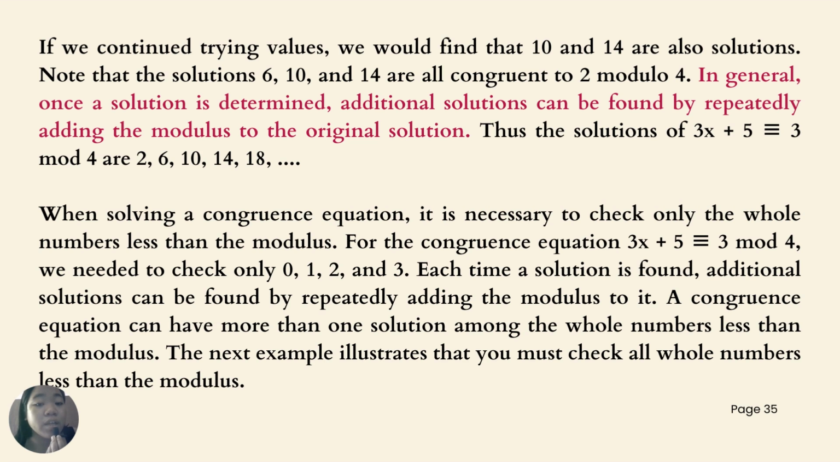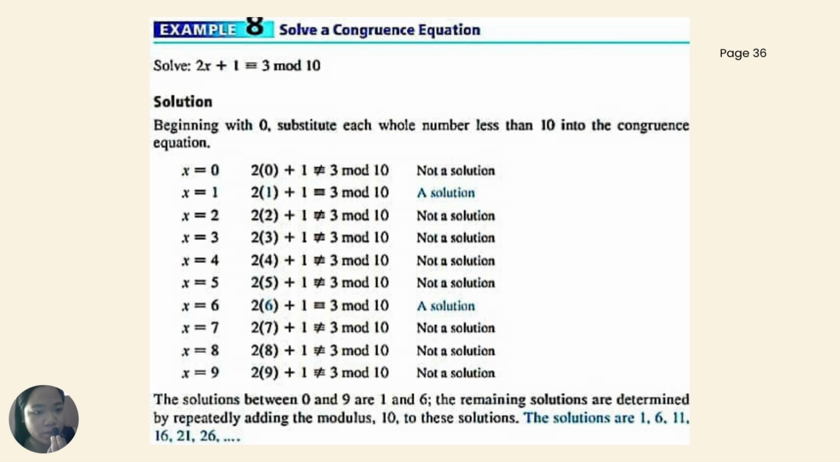The next example illustrates that you must check all whole numbers less than the modulus. Ari class, solve 2x plus 1 is congruent to 3 mod 10. Take note ta, class ha, aton modulus is 10, meaning aton answer dapat hindi magnubo sa 10. Hindi sobra sa 10. Nalipat si ma'am, sorry. So beginning with 0, substitute each number less than 10 into the congruence equation.